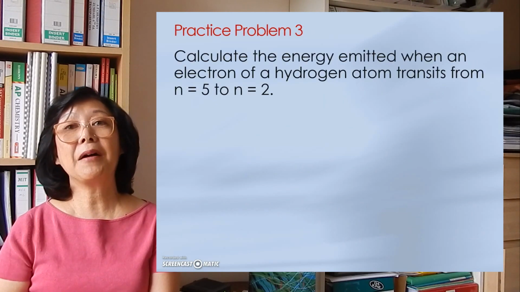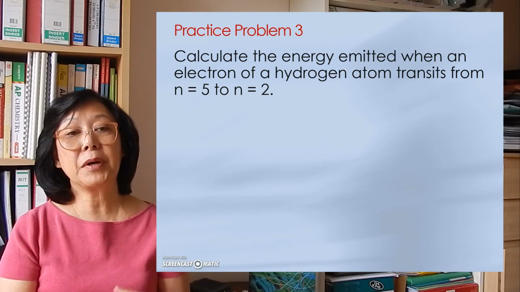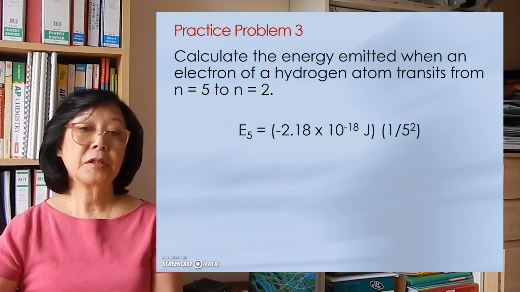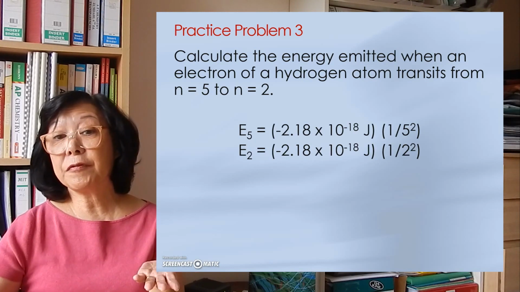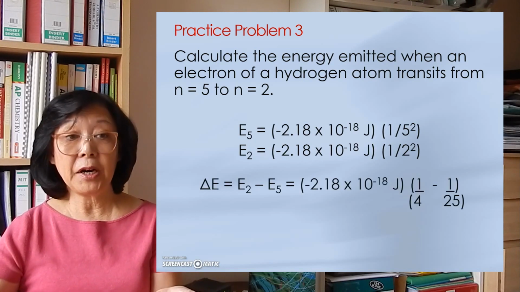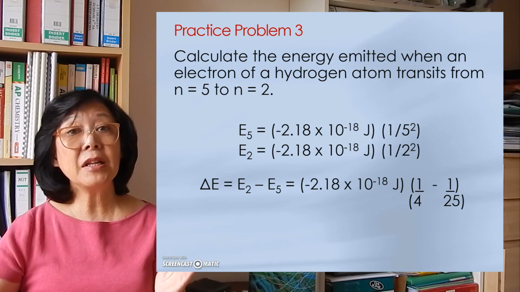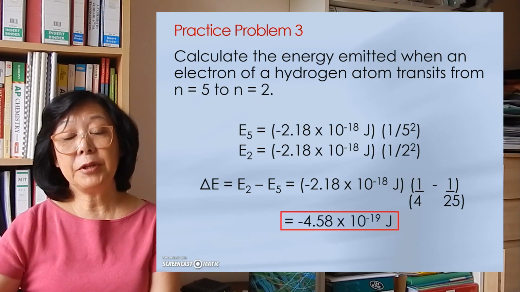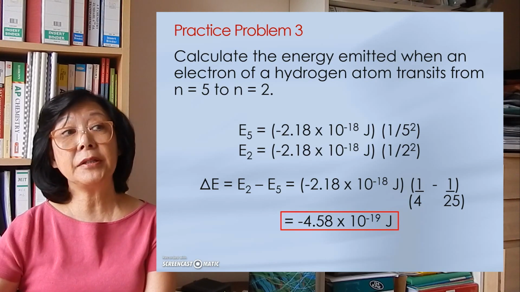Here's a problem: calculate the energy emitted if the electron goes from energy level 5 to energy level 2. We plug it into the equation, noting that energy level 5 squared is 25, and energy level 2 squared is 4. So we calculate the energy between energy level 2 and energy level 5, and we get negative 4.58 times 10 to the negative 19 joules.